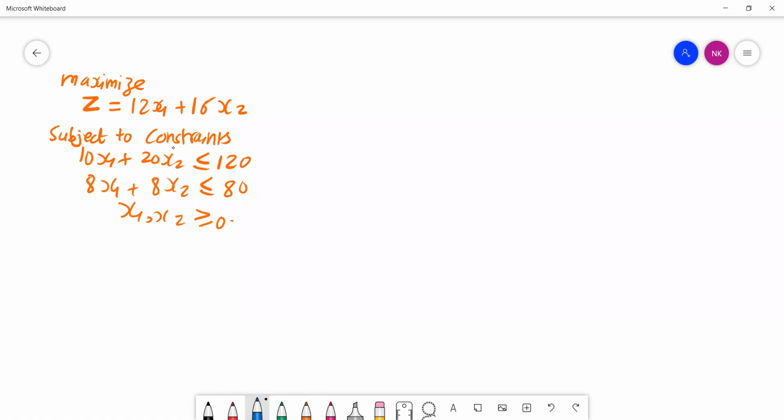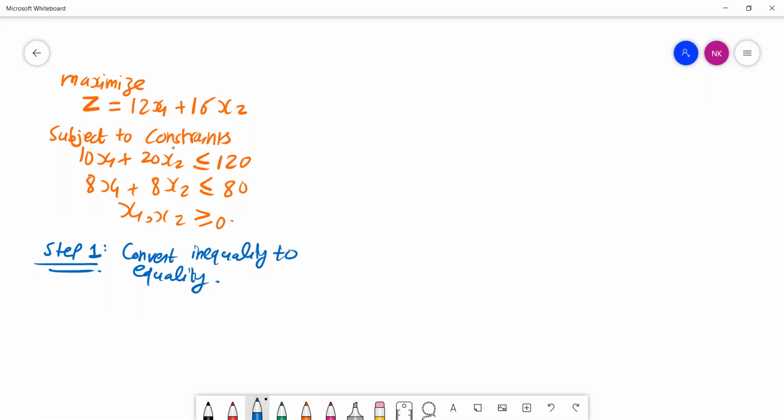Now, the first step, I would be writing over here, step number 1. The first step is to convert inequality to equality. This is our first step. So how can we convert inequality to equality? By adding the slack or the surplus variable.